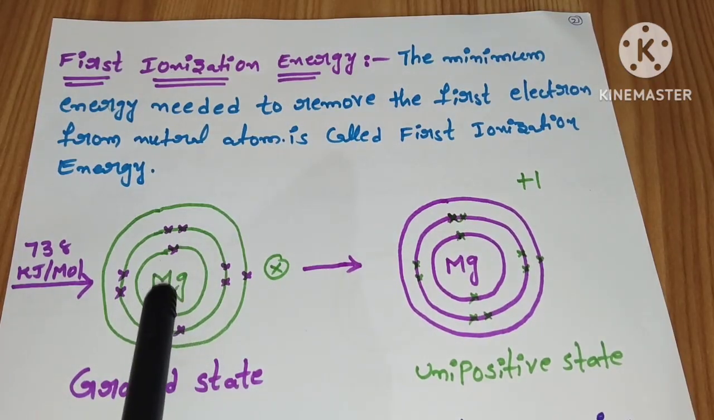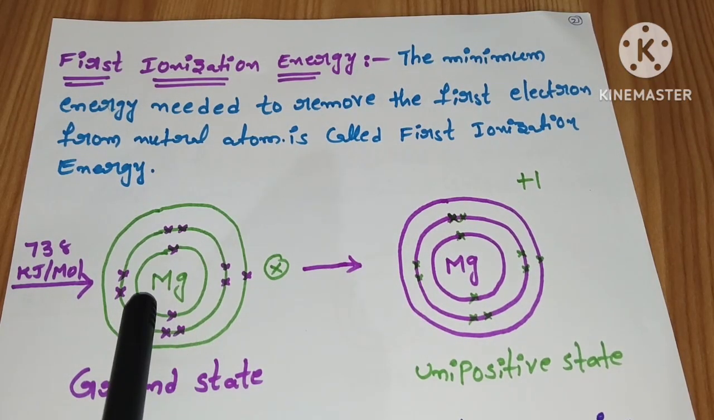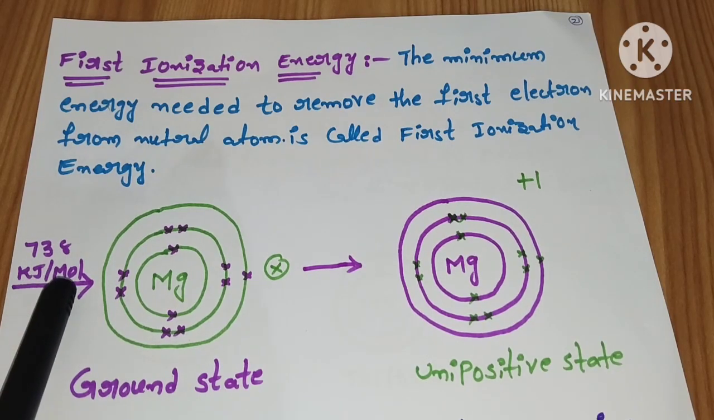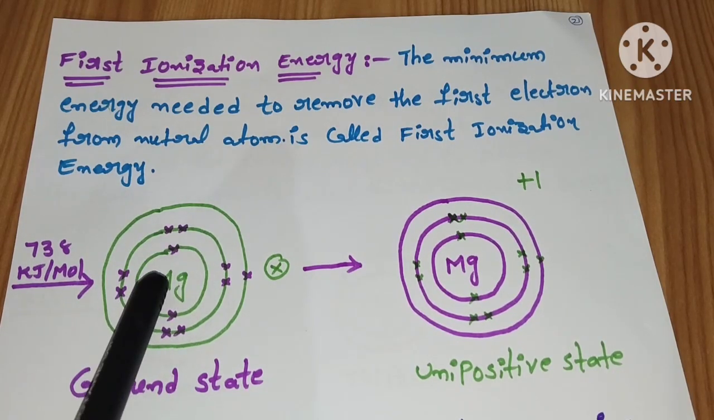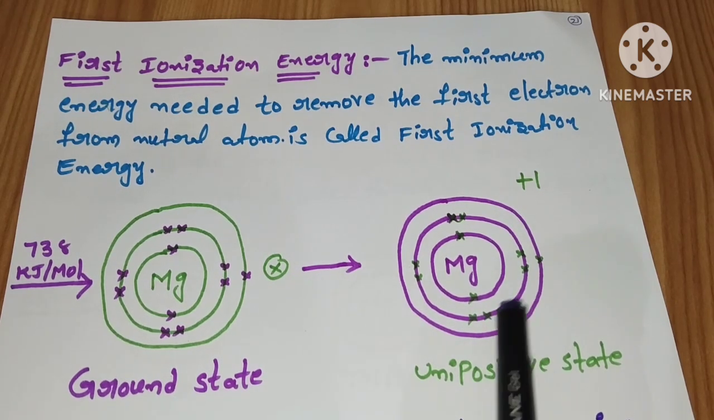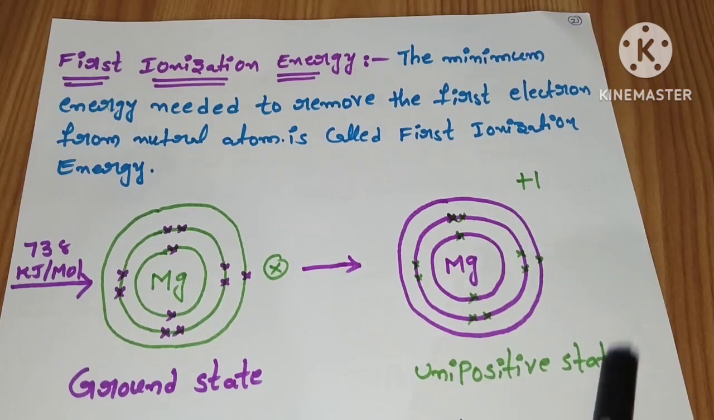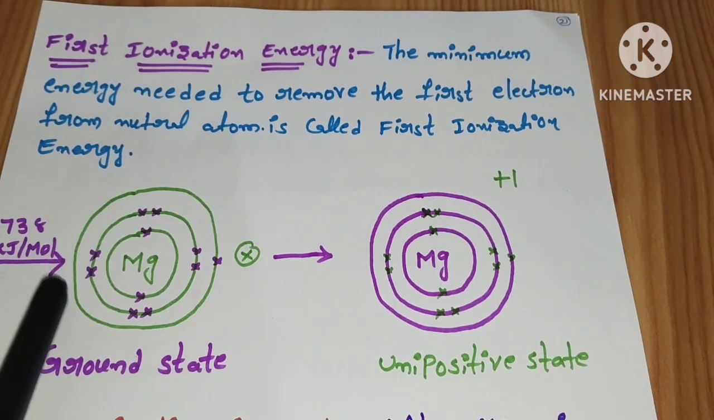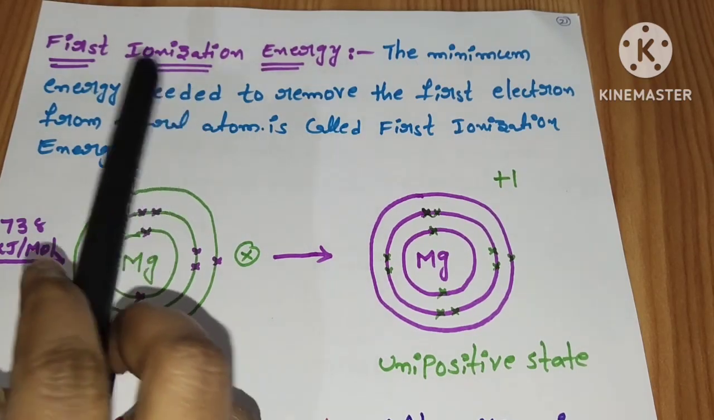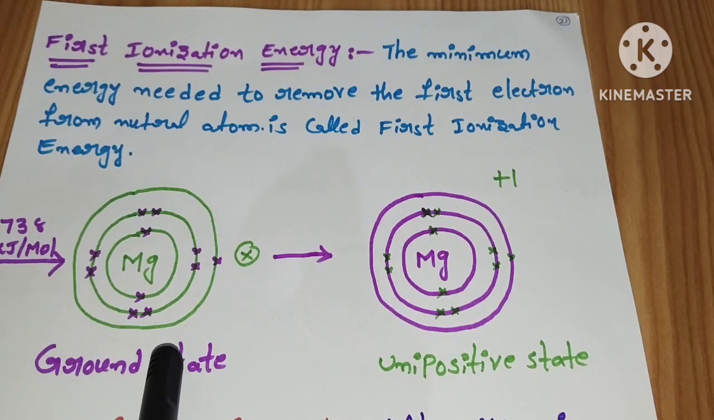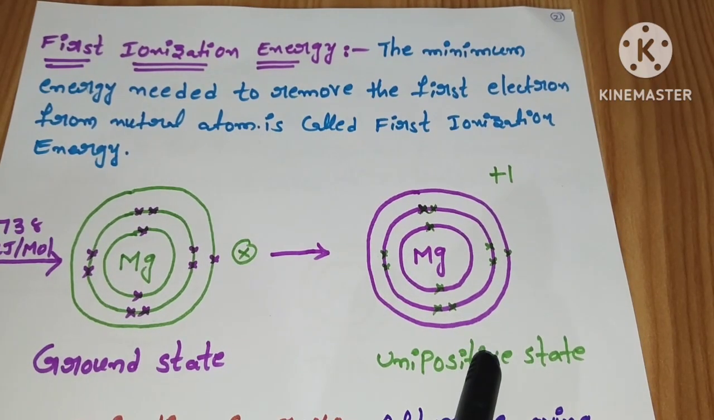Consider a magnesium atom in its ground state. If we add 738 kilojoule per mole energy to the magnesium atom, it will lose one electron and it will become a unipositive ion. So, this 738 kilojoule per mole energy is called first ionization energy. First ionization energy can convert an atom from ground state to unipositive state.